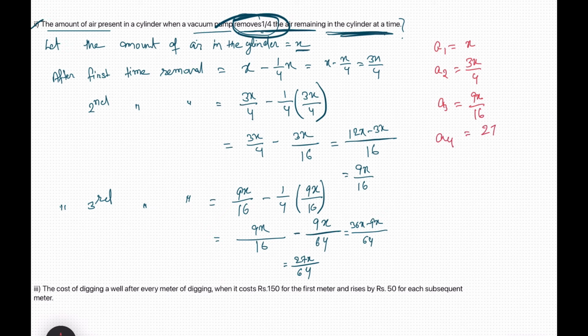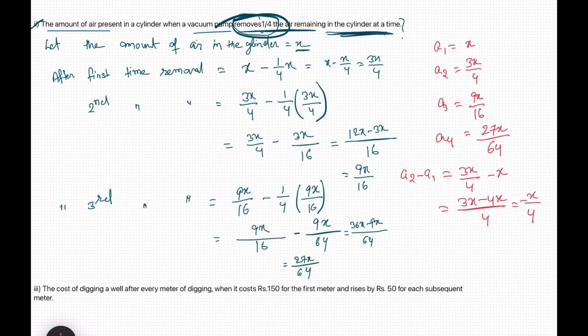27x divided by 64. Now if we find a2 minus a1, that is 3x divided by 4 minus x. That will be what? 3x minus 4x divided by 4, that is minus x divided by 4.